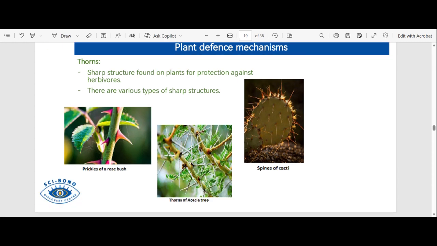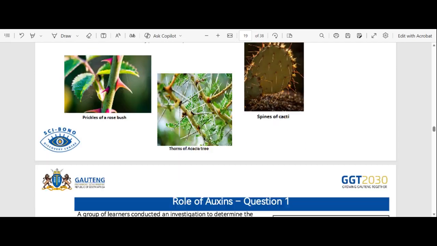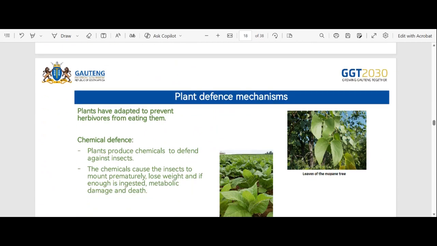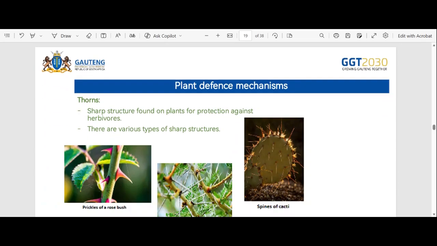These are different types of thorns. You have your prickles, this is how prickles look. And we have thorns, I'm sure you've seen these plants. Or you can have spines. In other plants you have spines, but they're all thorns. So plants protect themselves against predators in two ways: through chemicals, or through what? Thorns. Okay.